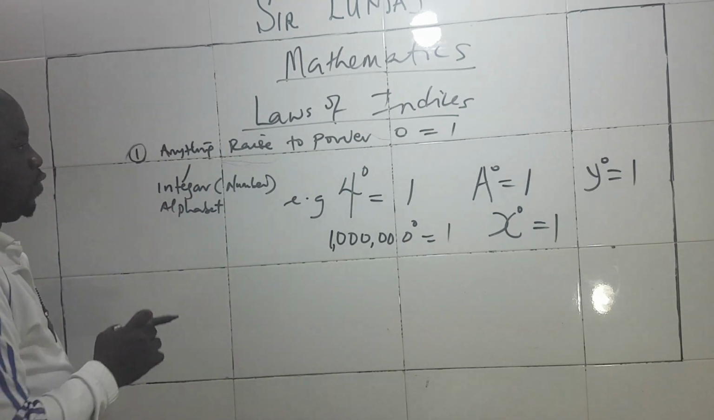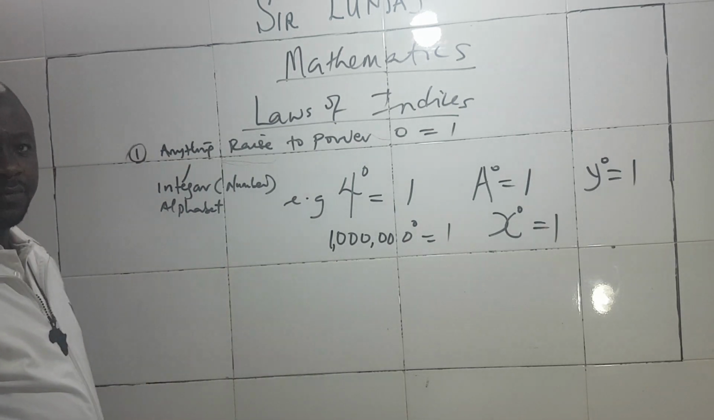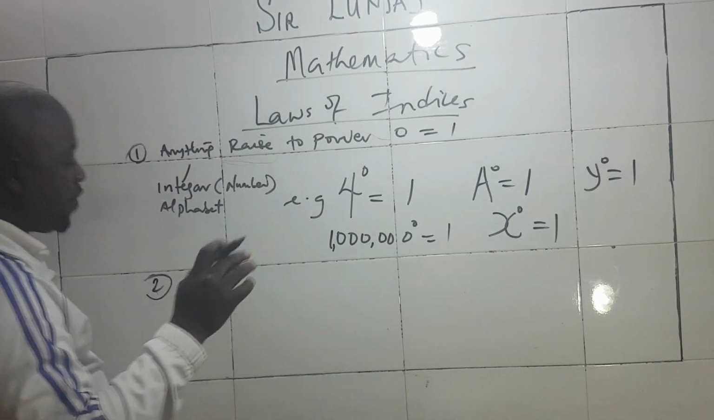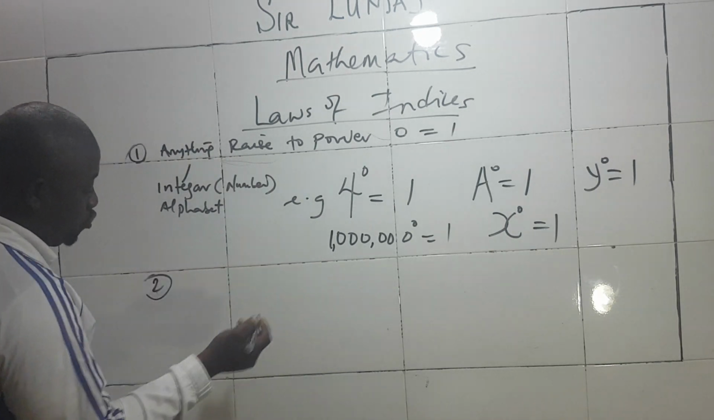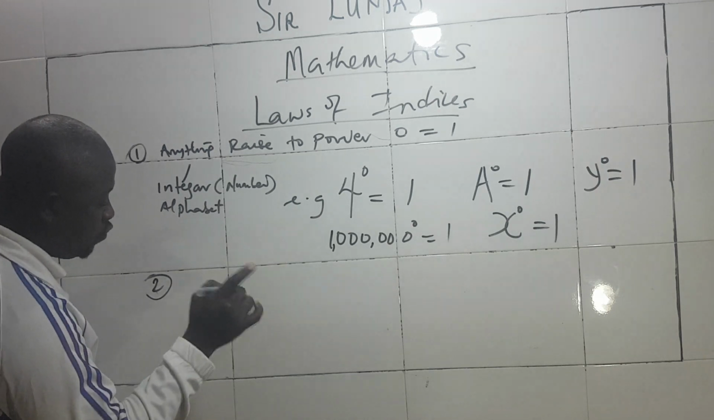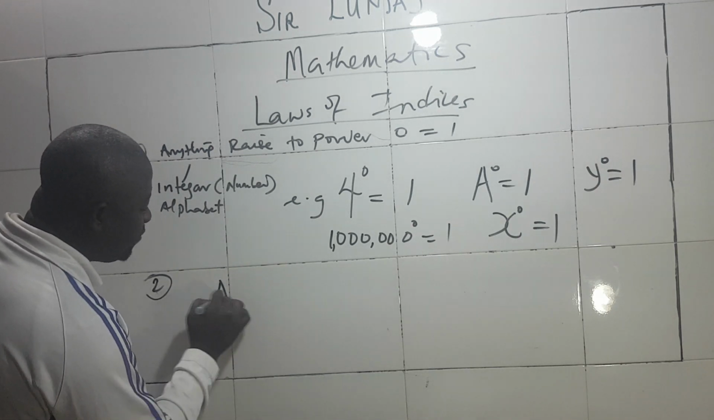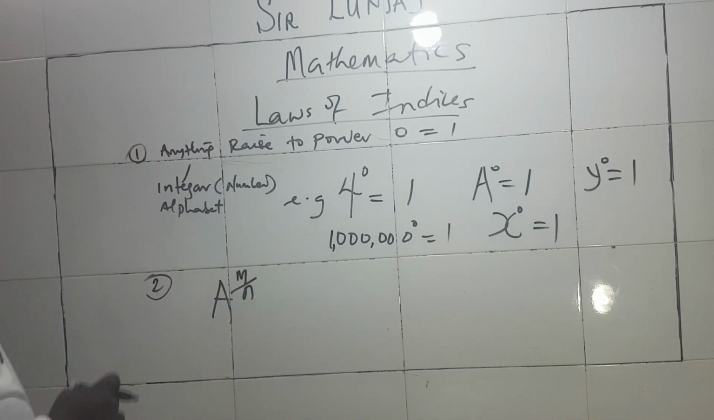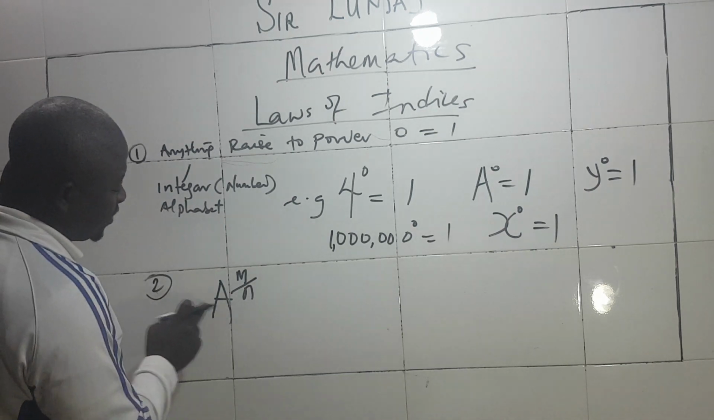In the second law, it's still about anything with a fraction of power. Let me just use alphabets now. Anything with a fraction of power. If I have a raised to power m all over n, how do I treat this? For me to solve this, the rule says what?